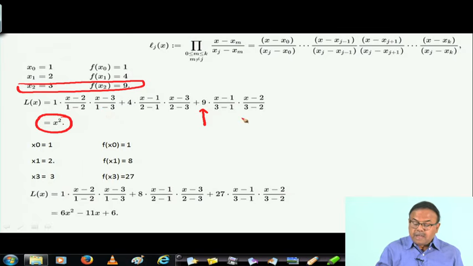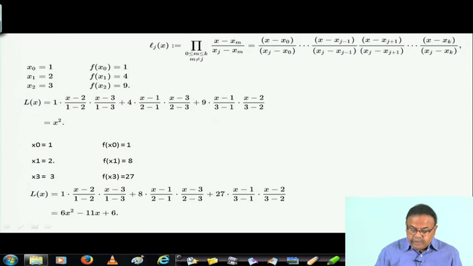So, this is how I get the polynomial. All right. Let us try once again for this data value: for x equal to 0, f(x) is 1; for x equal to 1, f(x) is 1; for x equal to 2 it is 8; for x equal to 3 it is 27.